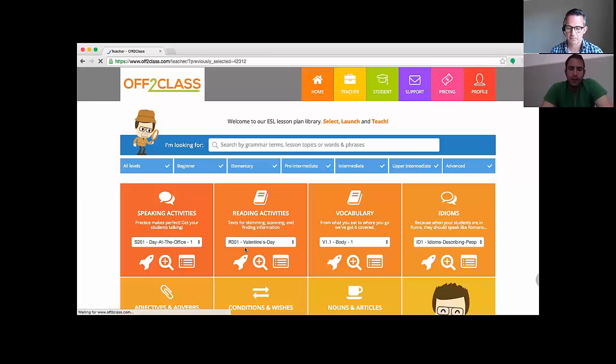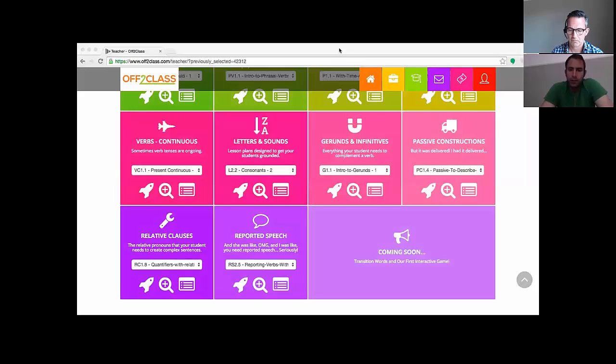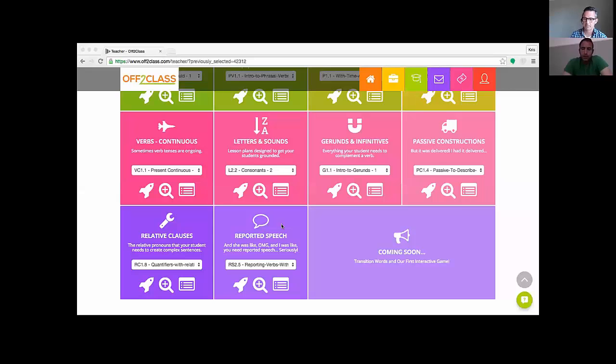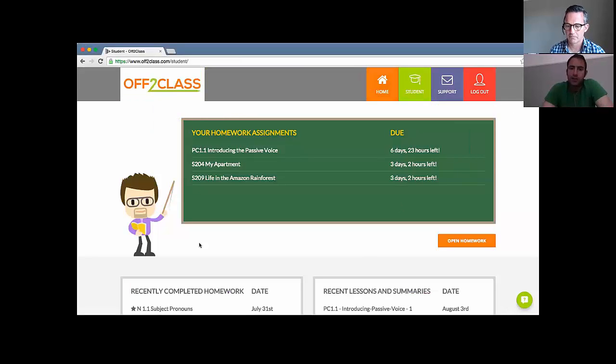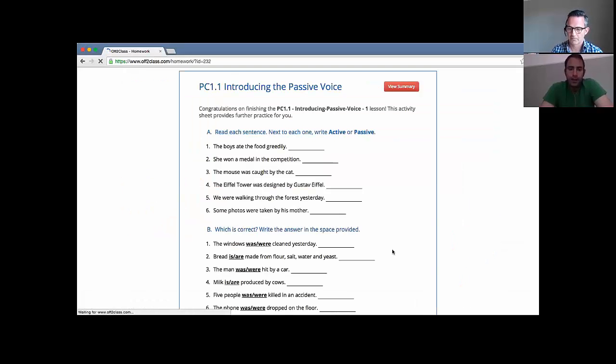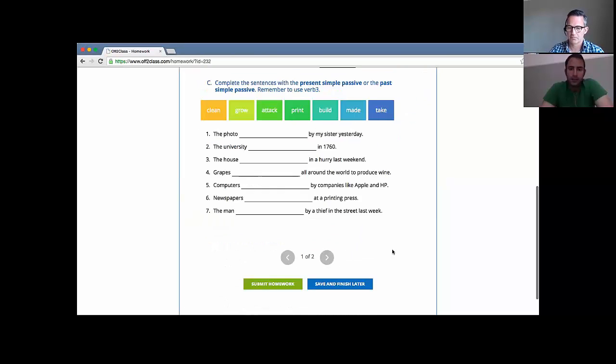And now I'm going to show you what it looks like from the student's perspective. So when my student, Emily, logs into Off to Class, she gets the student view. And here is the homework assignment we just gave to her, introducing the passive voice. I'm going to launch the homework. And here's the self-study activity sheet.